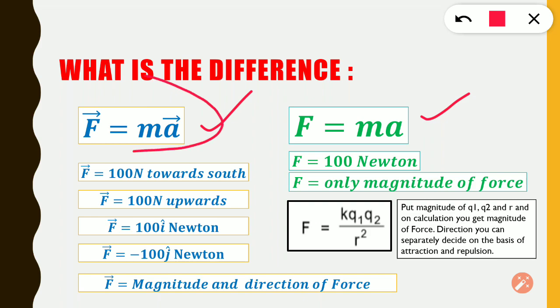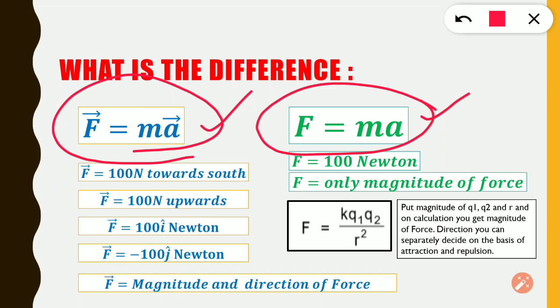But in the first example it is written in vector format, and in the second example it is written without vector sign. Then what is the difference between these formulas? In both formulas you can put the values of mass and acceleration, and you can calculate the magnitude of force, right? Put the value of m and a, you will get how much force is there. You can get 100 Newton, you can get 200 Newton. The magnitude of the force is calculated, right?